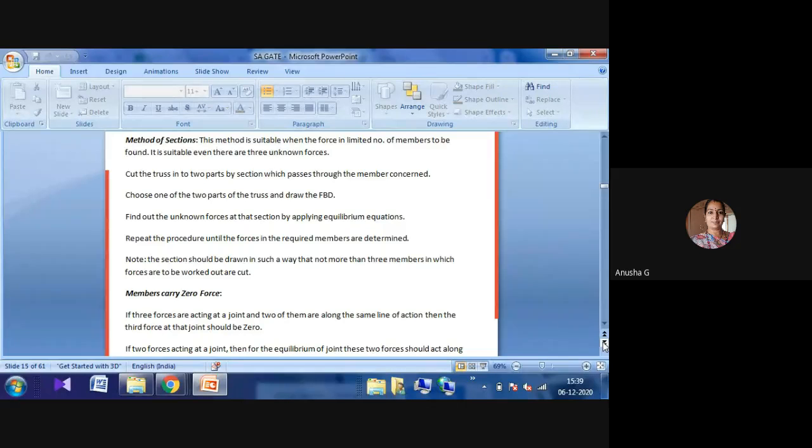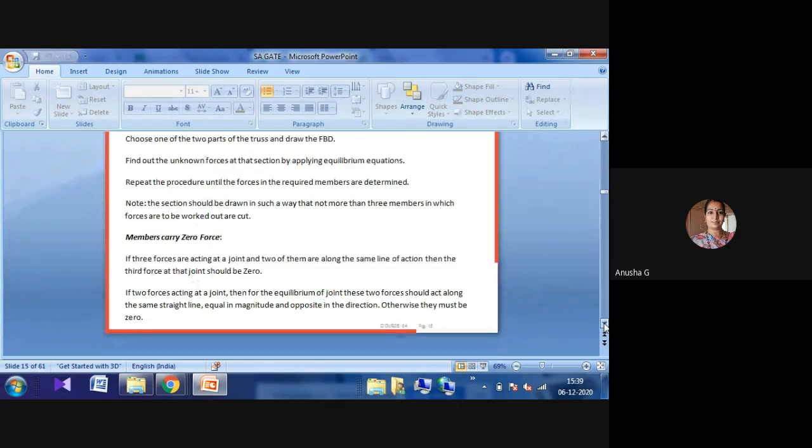Now we'll see the third one, members that carry zero force. If 3 forces are acting at a joint and 2 of them are along the same line of action, then the third force at the joint should be 0. Whether both are in the same direction or in opposite directions along the same line, the third force will be 0. That we have to observe.